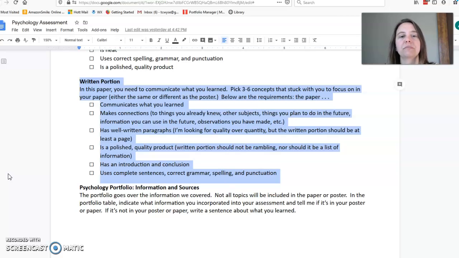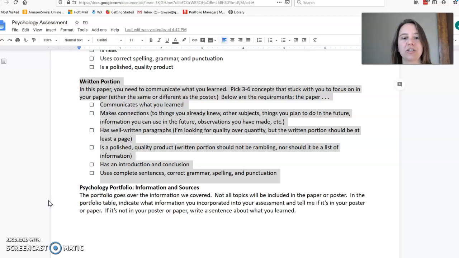The paper will communicate what you learned, and will make connections to things you already knew, other subjects, things you plan to do in the future, information you can use in the future, observations you have made, stuff like that. It includes well-written paragraphs. I'm looking for quality over quantity, but the written portion should be at least 1 page long. The paper should be a polished quality product, and it shouldn't be rambling, nor should it be a list of information. It has an introduction, and it should have a conclusion, and it should use complete sentences, correct grammar, spelling, and punctuation.